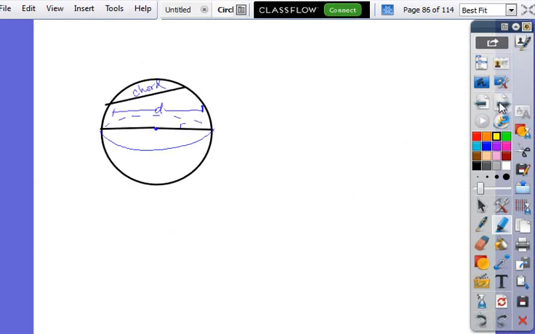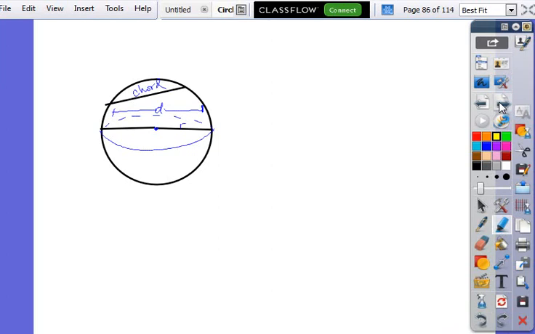All right, all of the stuff that worked for a circle, radius, diameter, chord, any of that stuff, is going to be the exact same on a sphere. So all of that stuff still works. You still have radius, diameter, and chord. Any of that stuff is going to be the same.